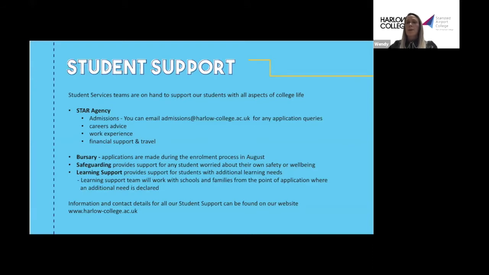Our student services team are on hand to support our students with all aspects of college life. Our STAR agency will provide advice relating to the admissions process. They will offer careers advice, give you support with sourcing work experience, and also offer advice regarding financial support and travel. If you're looking to apply for a bursary, these applications will be made throughout the summer and as part of the enrolment process. Our safeguarding team provides support for any students worried about their own safety or wellbeing. And we have a fantastic learning support team, which provides students with additional learning needs, the support they need to really excel in their chosen programme. Next slide, please.